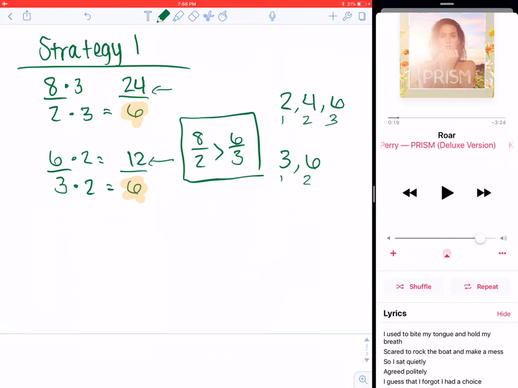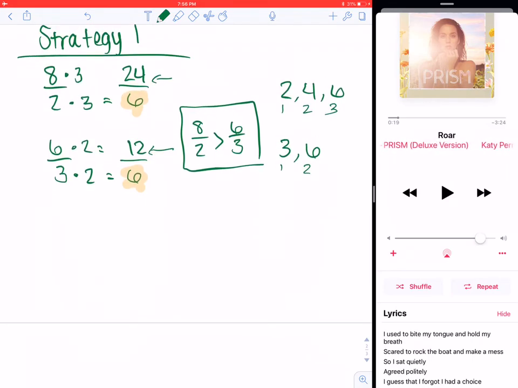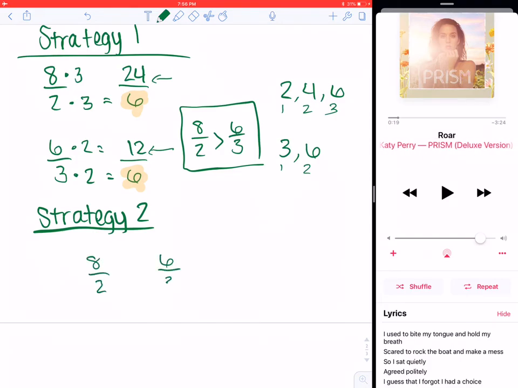All right, strategy number 2. I'm comparing 8/2, and in this case, I'm going to write my 6/3 right next to it because I'm going to do what's called cross multiply. So I'm taking my bottom number and I'm multiplying straight across. So I get 2 times 6, which equals 12, and 3 times 8, which equals 24.